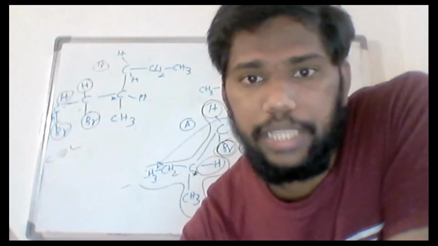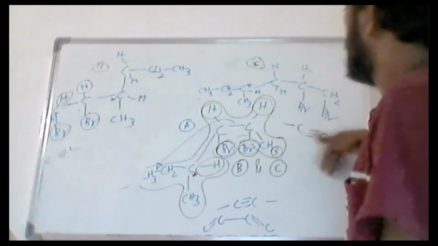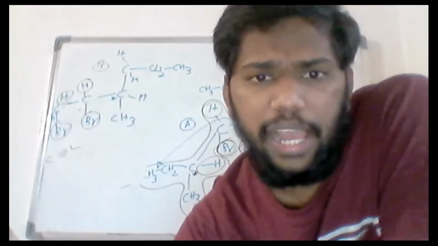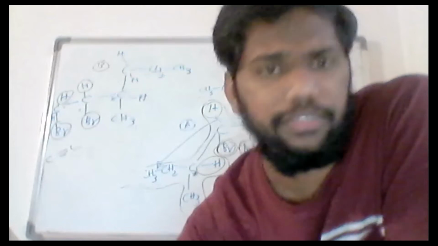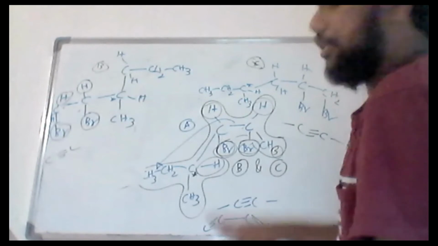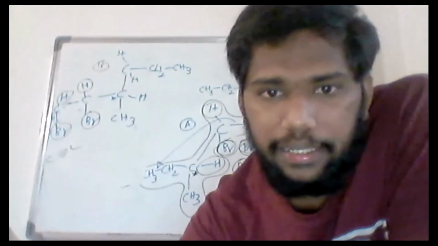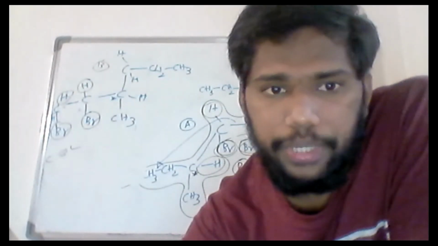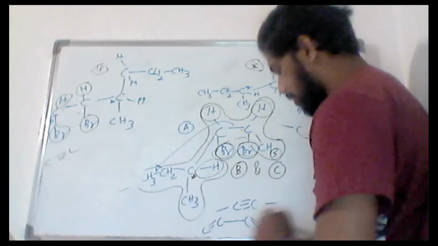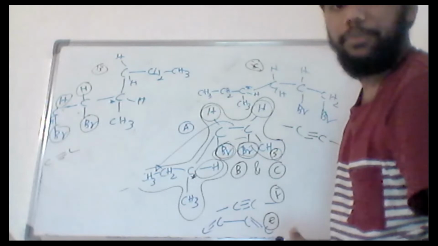B forms compound G and C forms compound H. So B forms compound this and C forms compound this, where there is a triple bond here and a triple bond here. And all have the same molecular formula C7H12. That is correct, because here there is a triple bond, but here there are two double bonds which is equal to one triple bond. And lastly, compound E shows geometrical isomerism. So this compound where we have two double bonds, this should be E and this should be F. That is the way to predict.